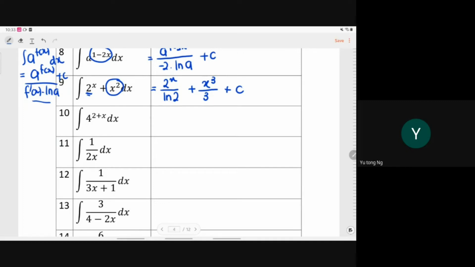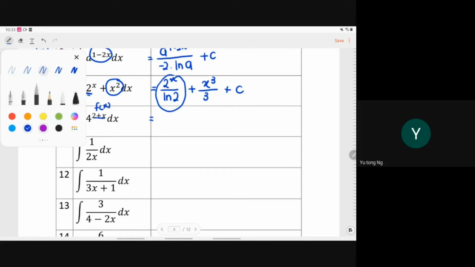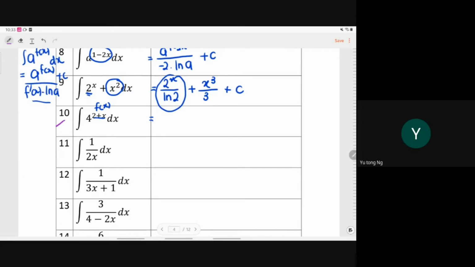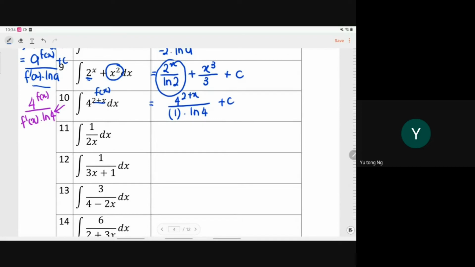Okay, so number 10, 4 to the power of 2 plus x. Sama macam case 2 to the power of x over ln 2, cuma now this one is f(x). So kita punya formula for this one, dia akan jadi 4 to the power of f(x) over f prime x darab ln 4 plus c lah, definitely. So this one is 4 to the power of 2 plus x over, differentiating 2 plus x, 1, dot ln 4 plus c. So c mesti kena ada lah, wajib.